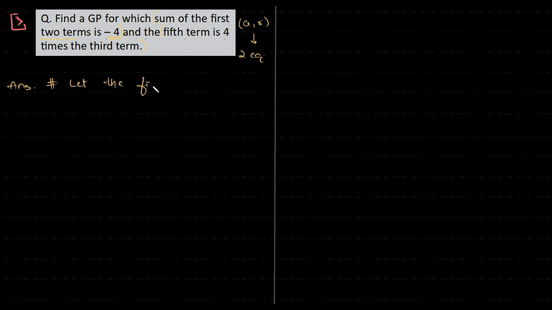let the first term of the GP be A and the common ratio be R. So with this in mind, what can I tell? Then the GP would be A, AR, AR square, so on and so forth.